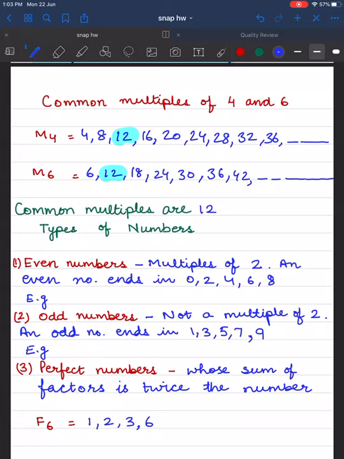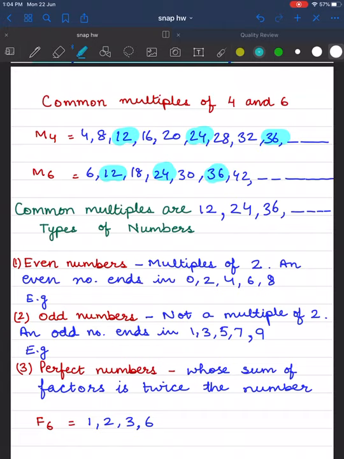So I write here 12. Now the second common multiple we can get by multiplying 12 by 2, which is 24. So here you can see the next common multiple is 24. Similarly, the next multiple will be 12 into 3, which is 36, and so on. So here you can see 36.